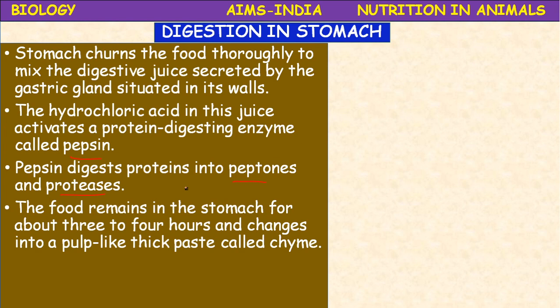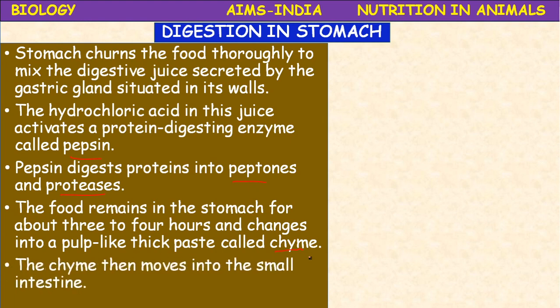Next, the food remains in the stomach for about 3 to 4 hours and changes into a soft, pulp-like, thick paste called chyme. So this chyme is the product of digestion of food in the stomach. It is slightly acidic in nature because of the presence of hydrochloric acid. The chyme then moves into the small intestine.